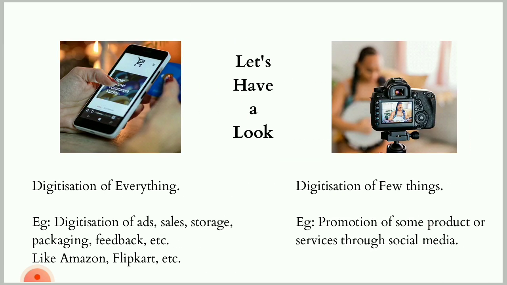Now let's have a look at two different scenarios. On your left, digitization of everything. That means for a certain process, every step is being digitized. For example, the ads are digitized, the sales and storage of the process is digitized, the packaging is digitized, even the feedback process is also digitized. For example, Amazon or Flipkart, these are the marketplaces where all the process is digitized.